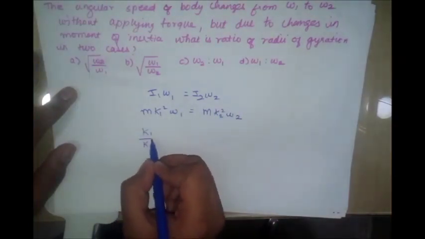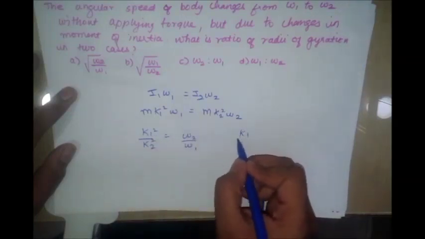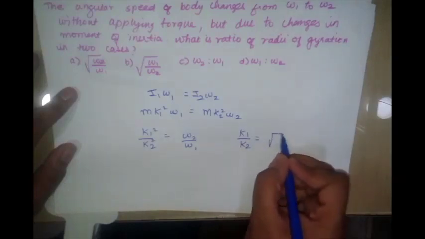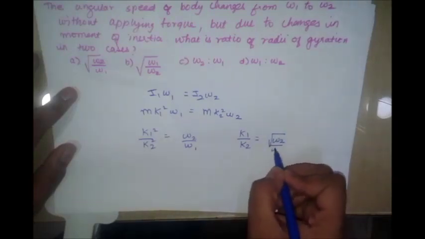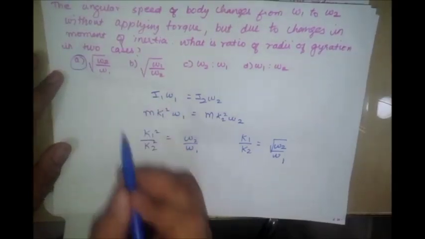K1 square upon K2 square is equal to omega 2 upon omega 1, or K1 upon K2 is equal to square root of omega 2 upon omega 1. So option A, square root of omega 2 upon omega 1, is the correct answer.